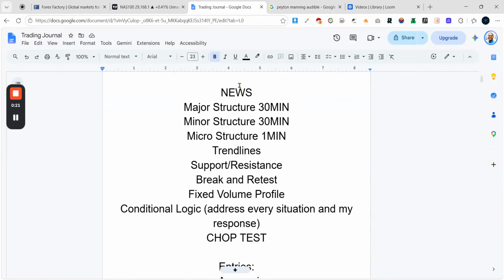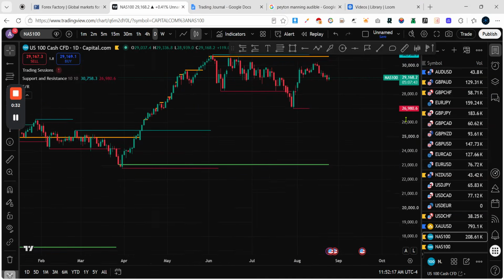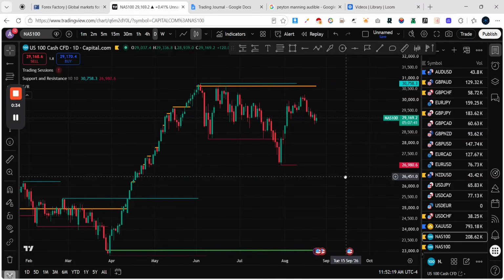All right, so first step in my trading journal is I look at the news and I do my major structure, minor structure, and microstructure. So let's go through what I did today. The first thing is I look at the daily, and my whole point of the major structure and minor structure is I want to get a story. I want to see what price is telling me, right?